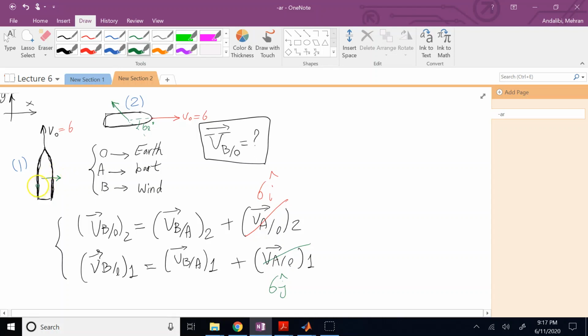Now, what do I know about the velocity of the wind with respect to boat in situation 1, this green arrow? It tells me the direction of it, in the i direction, but it doesn't tell me how big it is. So I consider this vector to be the product of its magnitude and its unit vector, which is positive i. So this V of B with respect to A in position 1, I don't know how big it is, but I'm sure it is in the i direction, so I write it this way. Remember, any vector is the product of its magnitude and the unit vector. And what about this situation?